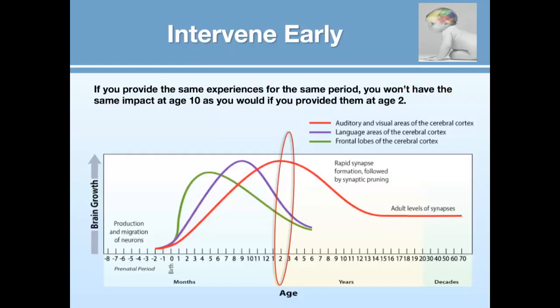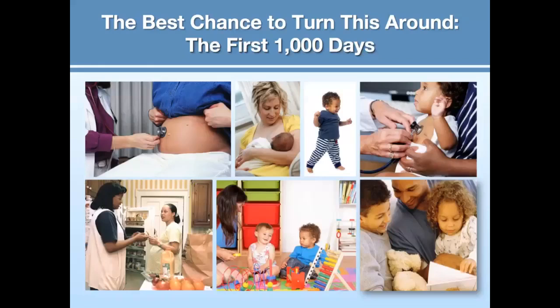Amy? So Dr. Perry also says if you provide the same experience for the same period, you won't get nearly the same impact if you intervene at age 10 as if you intervened at age 2. And we know that's because at age 10, the brain is much more hardwired, that in those early formative first 5 years of life are when the brain has the most plasticity to change and to grow. And so the best chance to turn things around is in that first 1,000 days from conception to age 3.